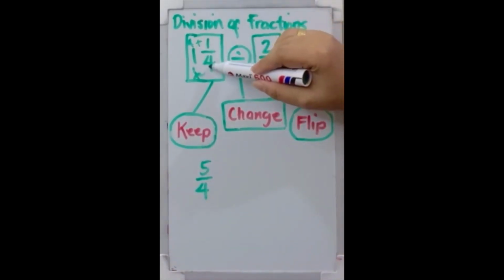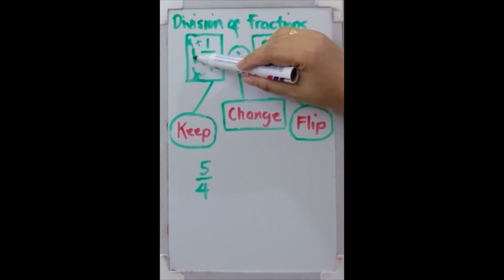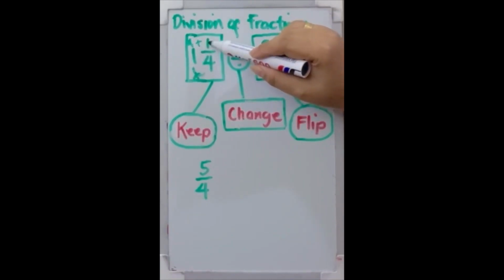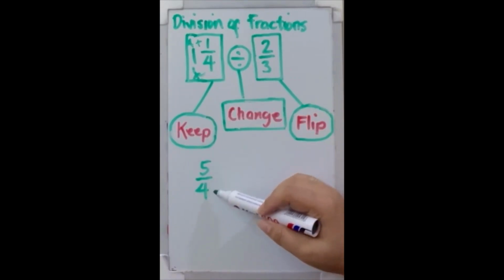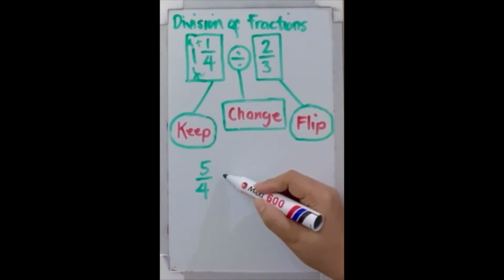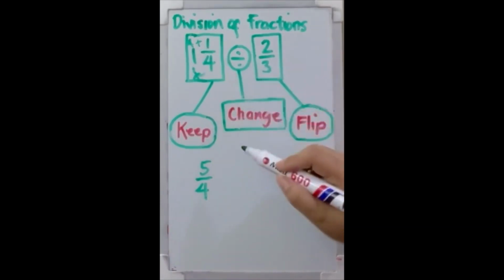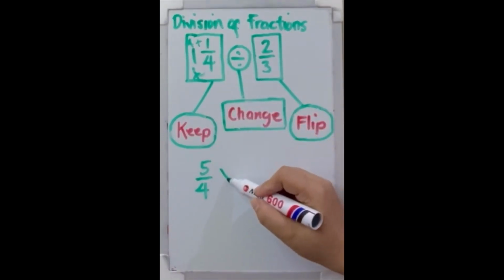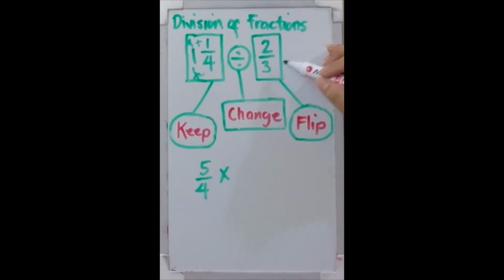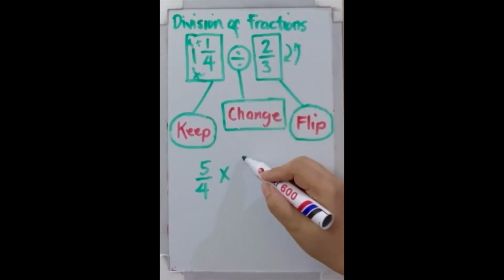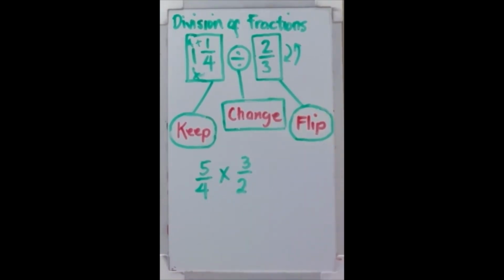Again, 4 times 1 is 4. 4 plus 1 is 5. So our improper fraction is 5/4. Now divide. Instead of dividing, again we will change it to multiplication symbol. Next is 2/3. What will we do with the second fraction? We will flip. So we will interchange the positions of 2 and 3. So this will become 3/2.